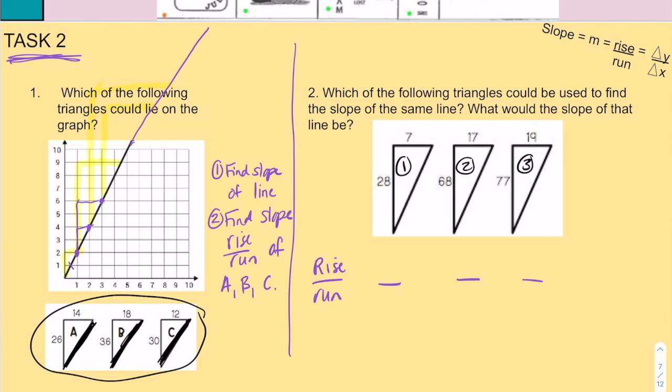Now, when we start to compare the slopes, maybe it's easier to think about it as a decimal as you're comparing, so that you could quickly see, are they equal or are they not? Okay? So your job today, you're going to do task 1, you're going to do all 4 problems, and then for task 2, you're going to choose at least one problem to work.